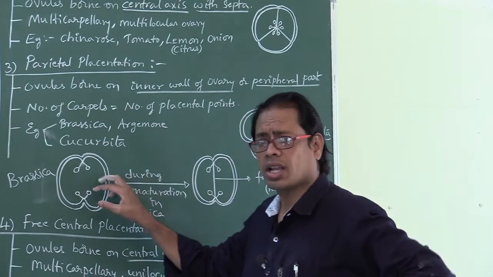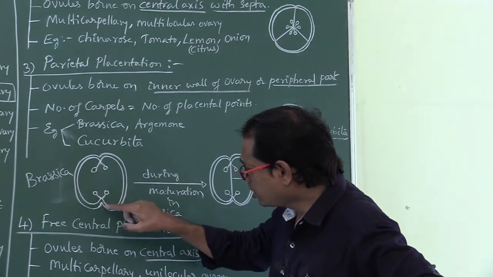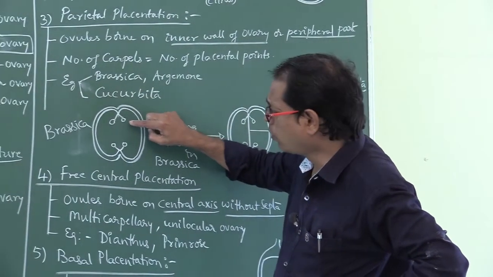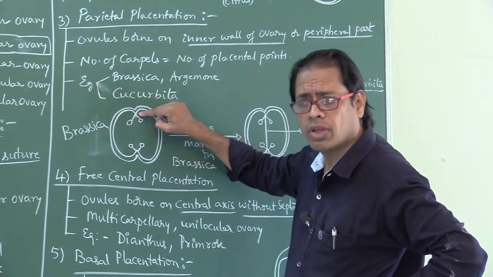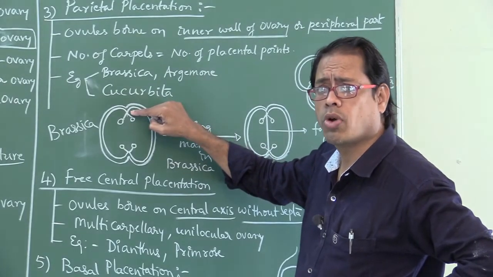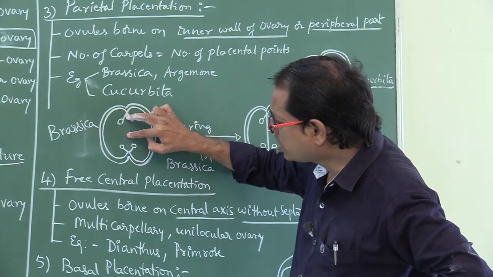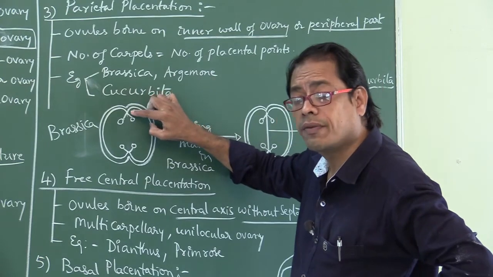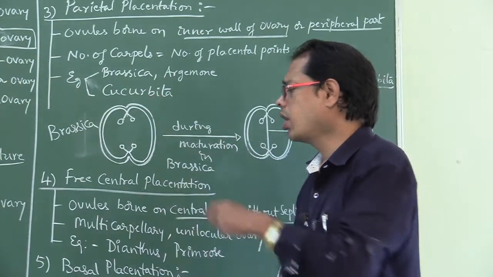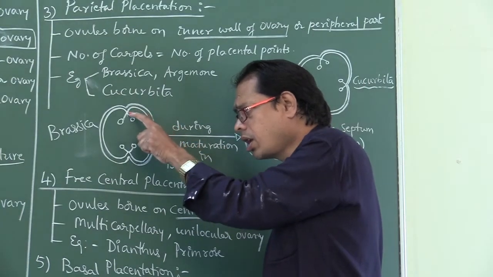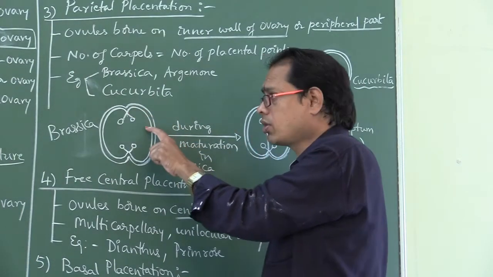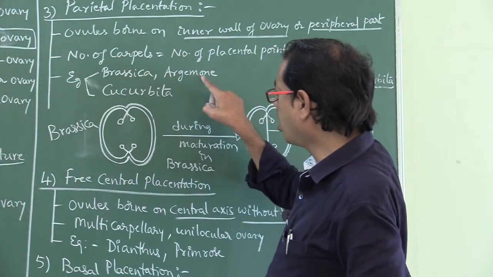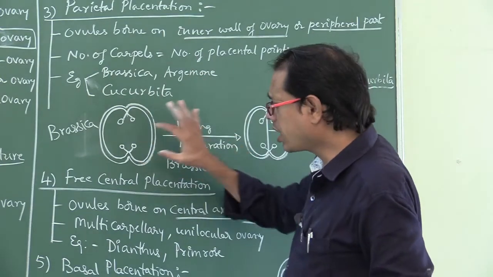If you observe this Brassica, this is one carpel, this is another carpel. This is the outer wall, this is the inner wall. The ovules are borne on the inner wall of the ovary, the peripheral part of the ovary. That is called parietal placentation. Examples: Brassica, Argemone, Cucurbita. This is the diagram of Brassica.